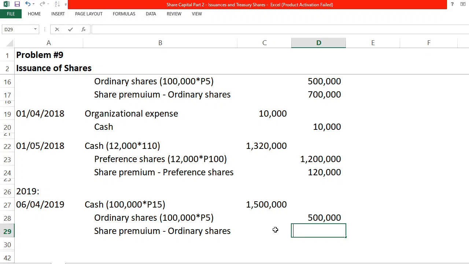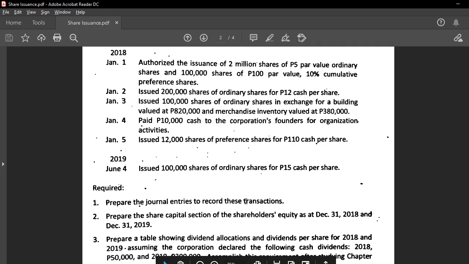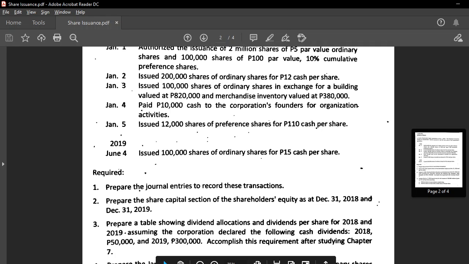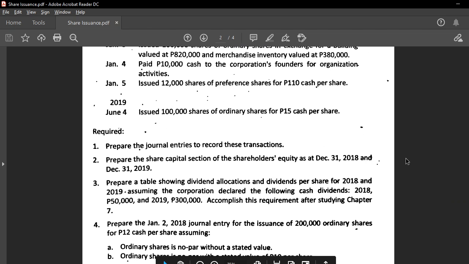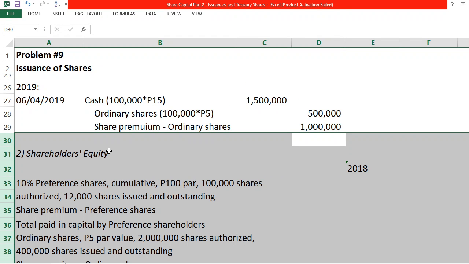Excess of 1 million. Okay, there you go. 2018 and 2019 entries. Requirement number 2, prepare the capital section, the share capital section, as of December 31, 2018 and December 31, 2019.